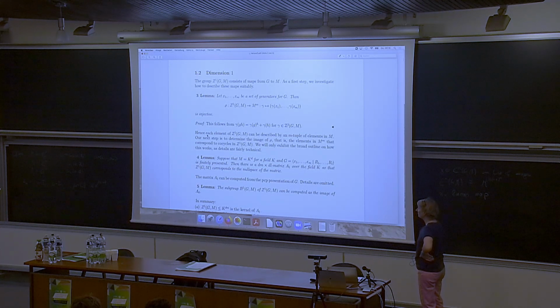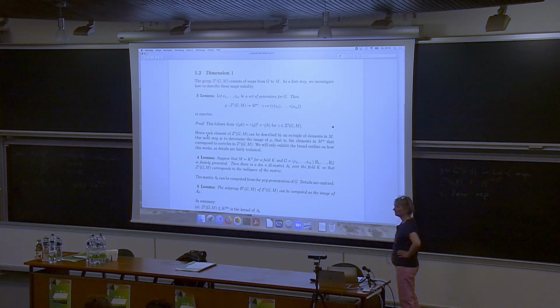Okay, so instead of describing the elements of Z1 by tuples for every element of G, I can now describe them by tuples for only the generators. And that's a huge, it's very important to understand this. Okay, we have a small description. Now we want to be able to determine the image of this rho. And that's the next lemma.